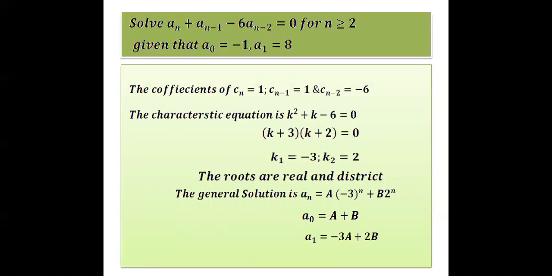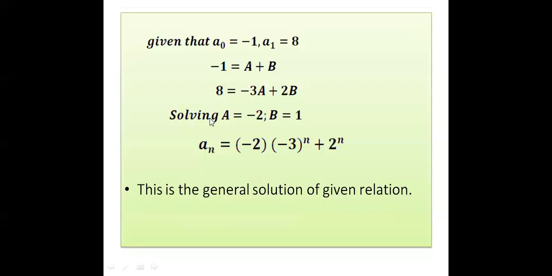For a_0, substitute n = 0 in the general solution, so a_0 = A + B. Substitute n = 1, so a_1 = -3A + 2B. Solving these two equations, I get A = -2 and B = 1. So a_n = -2 (-3)^n + 1 into 2^n. This is the particular solution of the equation.